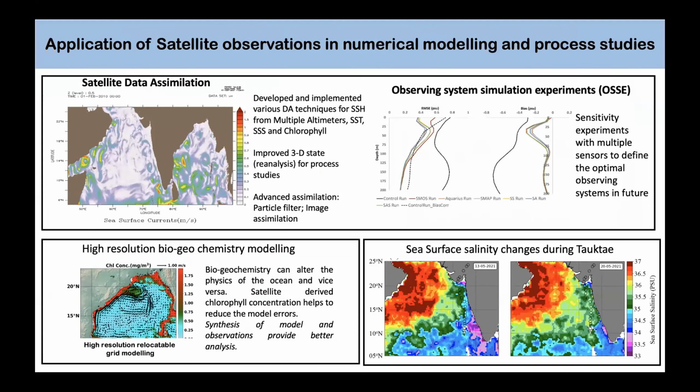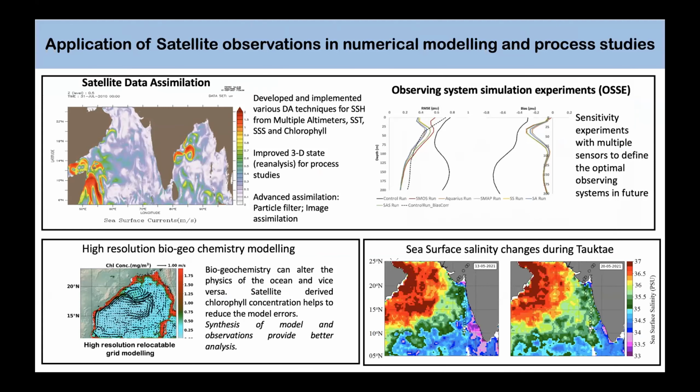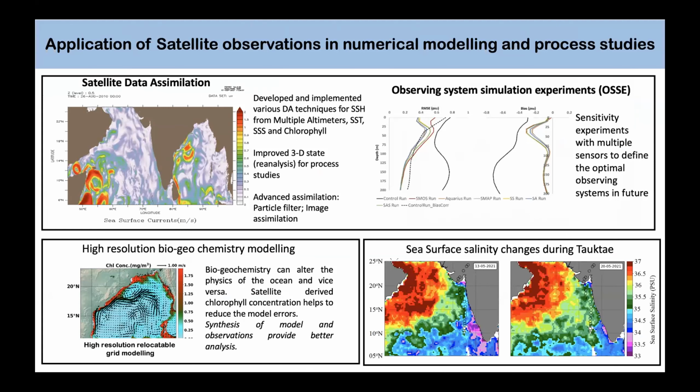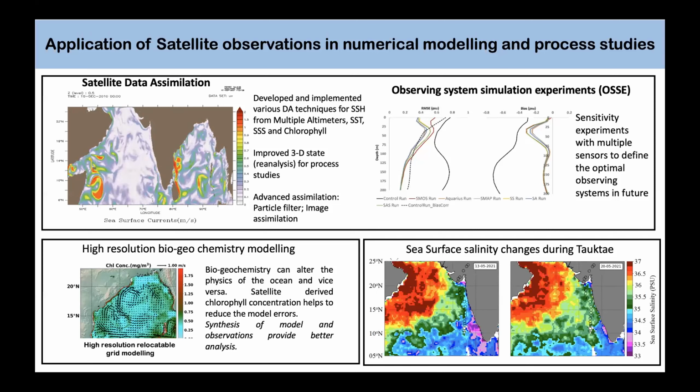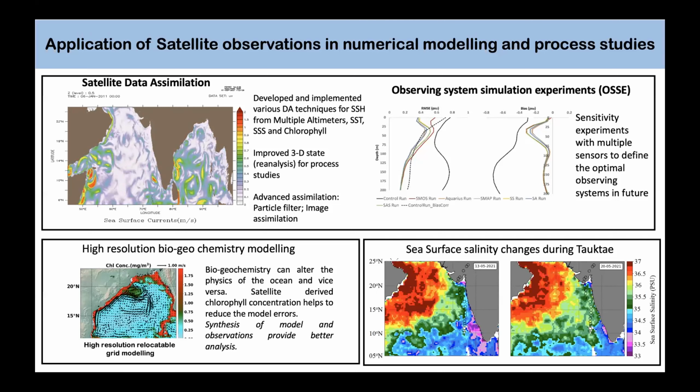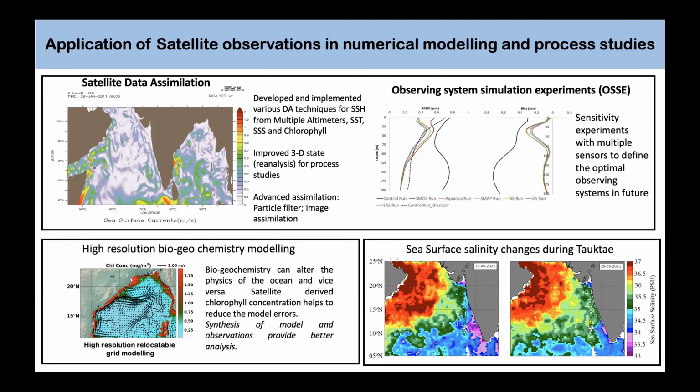So we have developed data assimilation techniques for assimilating sea surface height from the altimeters, then sea surface temperature, sea surface salinity, and chlorophyll. And these are getting assimilated into high resolution numerical models of circulation and wave, mainly to generate reanalysis and also to perform observing system simulation experiments, wherein we do sensitivity experiments by constraining the models with observations available from various sensors and a combination of sensors.